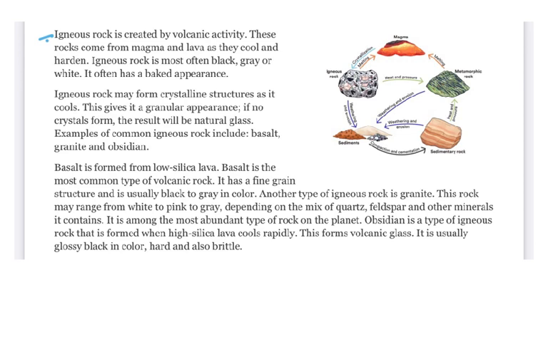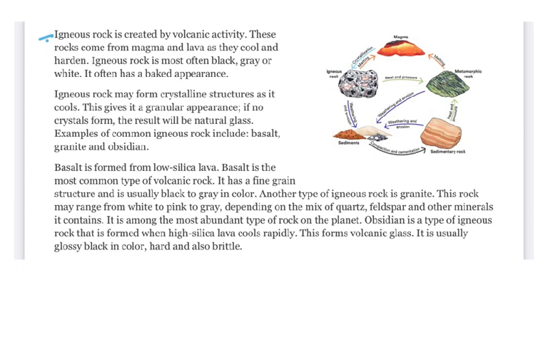Basalt is formed from low silica lava. Basalt is the most common type of volcanic rock. It has a fine grained structure and is usually black to gray in color. Another type of igneous rock is granite. This rock may range from white to pink to gray, depending on the mix of quartz, feldspar, and other minerals it contains. It is among the most abundant type of rock on the planet.